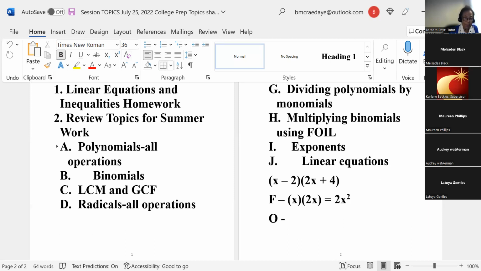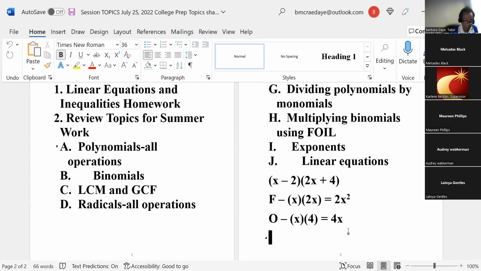The outer terms are x and 4, right? So that would be x times 4. They're the outermost, right? x and 4. So what's that equal to, Mercedes? x and 4 would equal 4x. That's it. Very good. 4x.